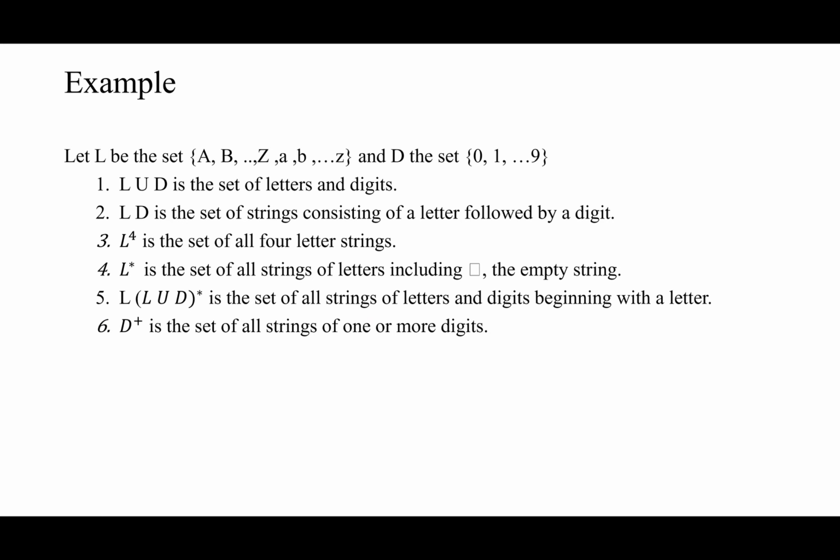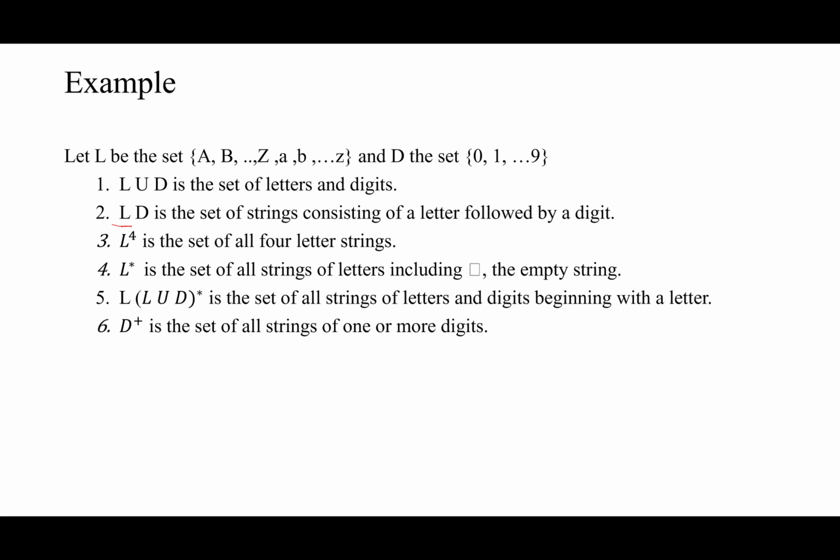So let L be the set of A, B, C up to Z and lowercase a, b up to z, and D is the set of 0 to 9. So L union D, that means we are taking the union, right? It is a set of letters and digits. It contains letters as well as digits. The next one, LD. Here LD means concatenation, so the set of strings consisting of a letter followed by a digit. Why letter followed by a digit? First there is L, which contains the set of alphabets, so first a letter value, then a digit.